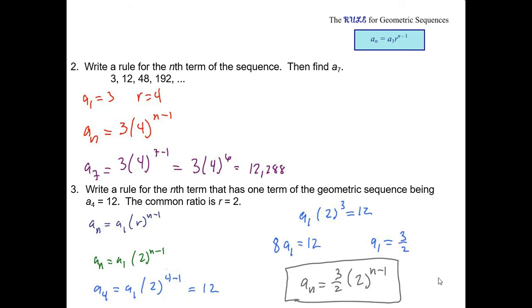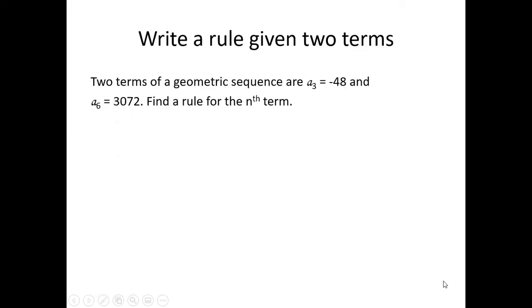All right, we'll continue on. And as always, you can come back and revisit this and take screenshots if you need to. All right, let's take a look at how to write a rule if we're given just two terms. Now, we're going to write a geometric sequence. Make sure that it says geometric and not arithmetic.